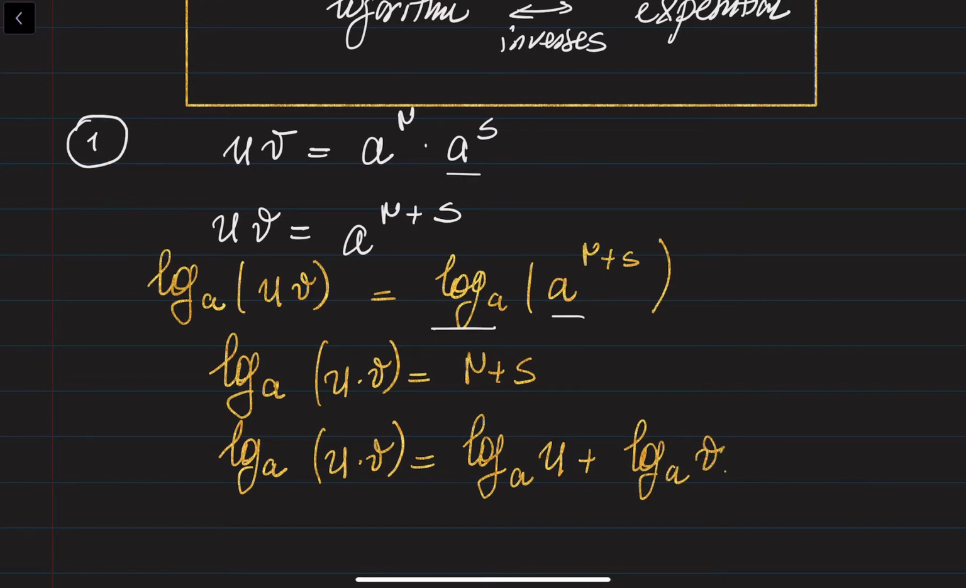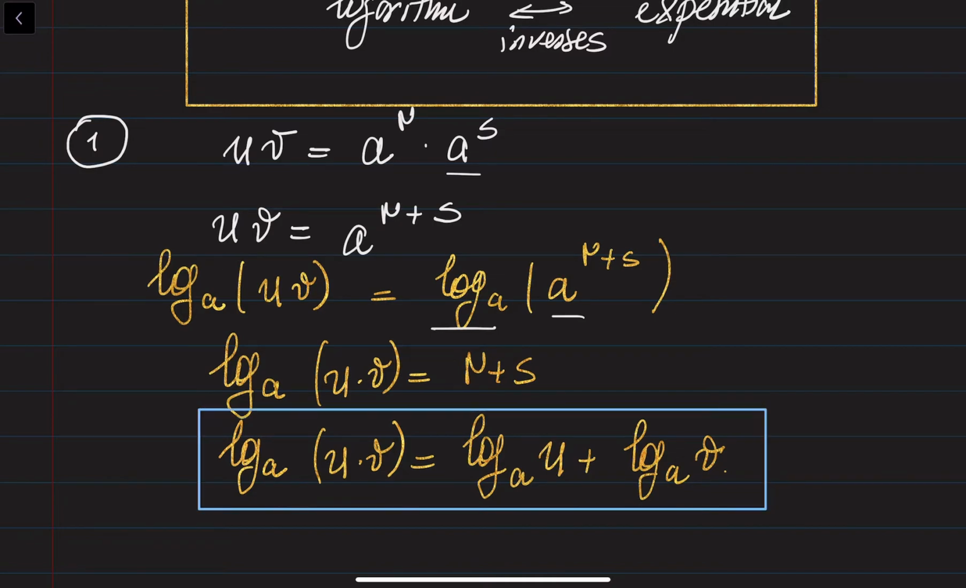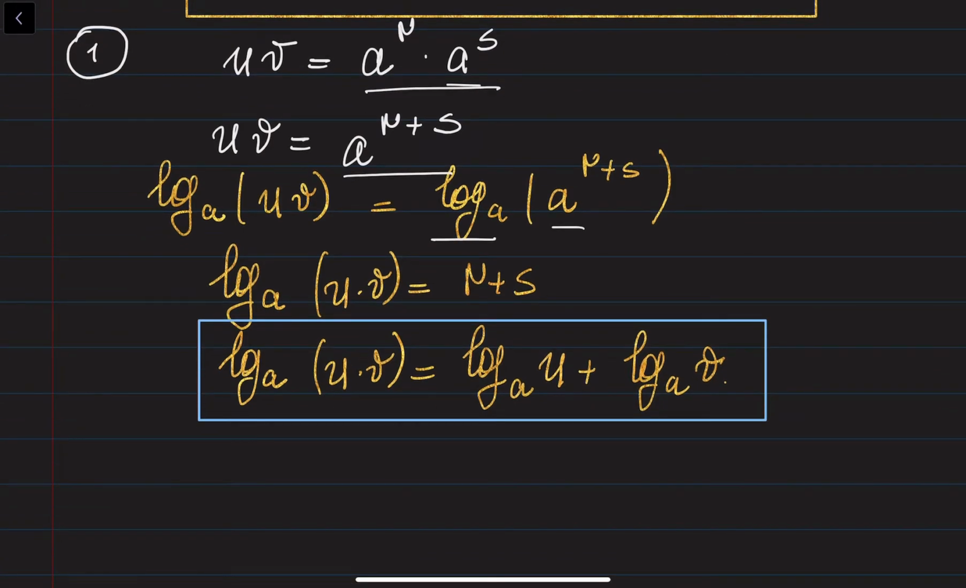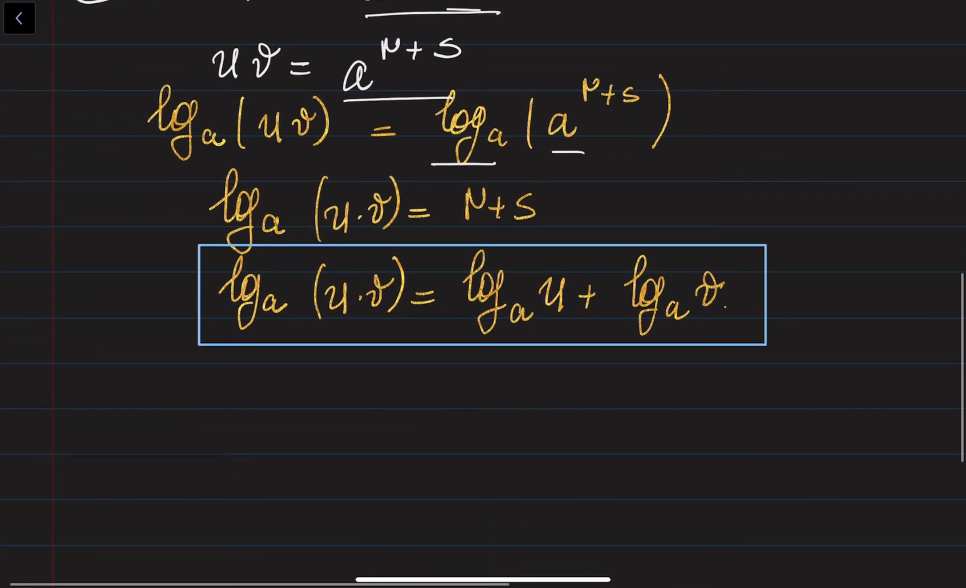So this property of the logarithmic function comes from the property of the exponential function, which tells you that the exponent of the multiplication of two exponential numbers with the same base is just the sum of their exponents. I gave you the example for this one, so let me give you one more example.